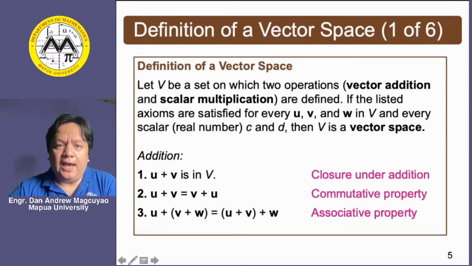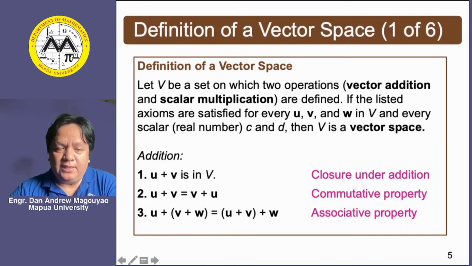Let V be a set on which two vector operations, vector addition and scalar multiplication, are defined. If the listed axioms are satisfied for every u, v, and w in V, and every scalar, or real number, c and d, then V is a vector space. For addition, 1. If u and v are vectors in the vector space V, then u plus v must be in V. So this is the closure under addition property.